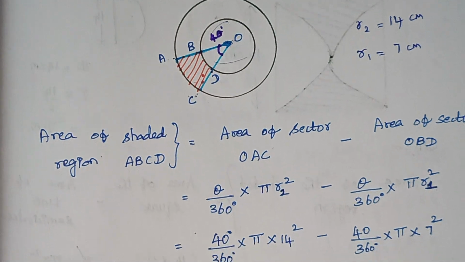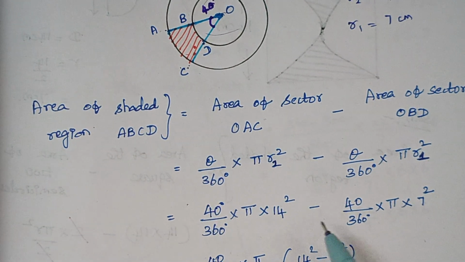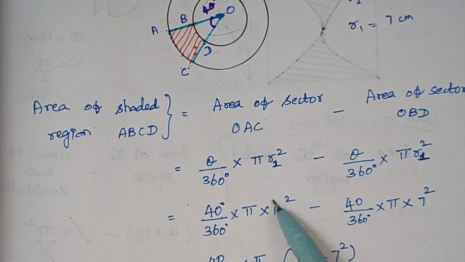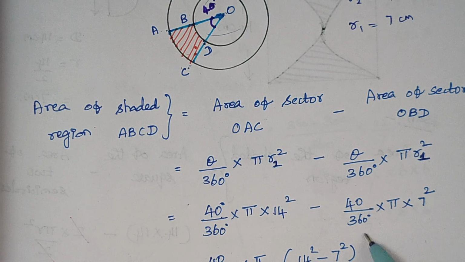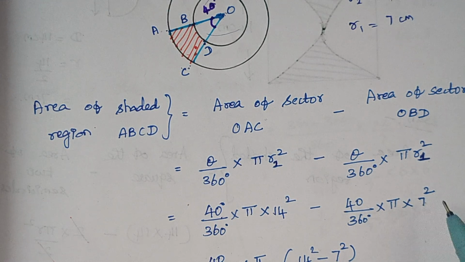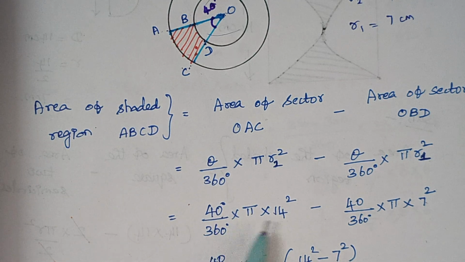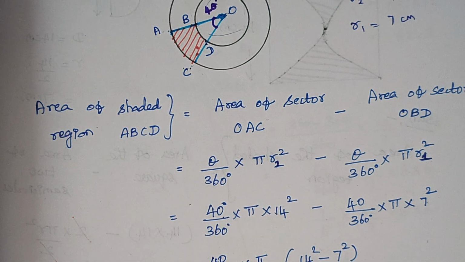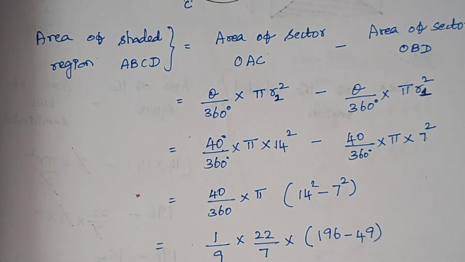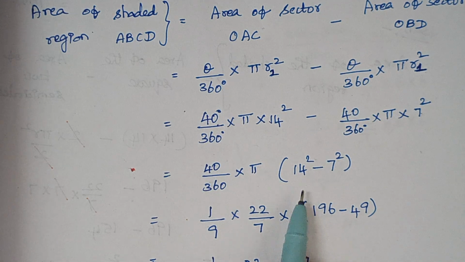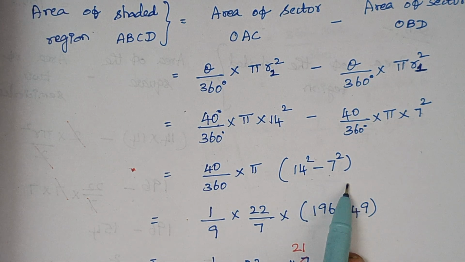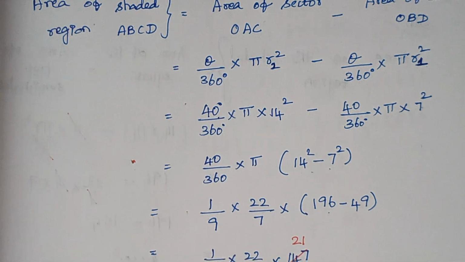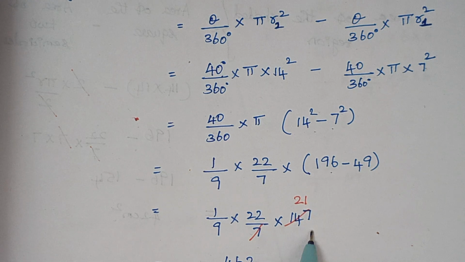So here again when you substitute the value of theta and R, you see theta is 40, right? So 40 by 360 into pi into 14 square, and here 40 by 360 into pi into 7 square, right? So when you consider these two terms, you see 40 by 360 and pi are common. So we can take these terms outside, right? When you take these terms outside, the remaining terms are 14 square minus 7 square. So 14 square is 196 and 7 square is 49. So that gives the answer as 147, right?